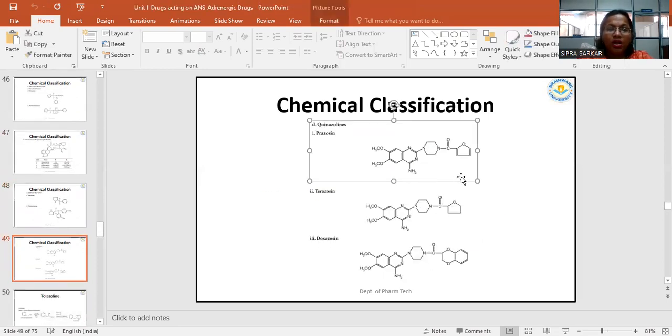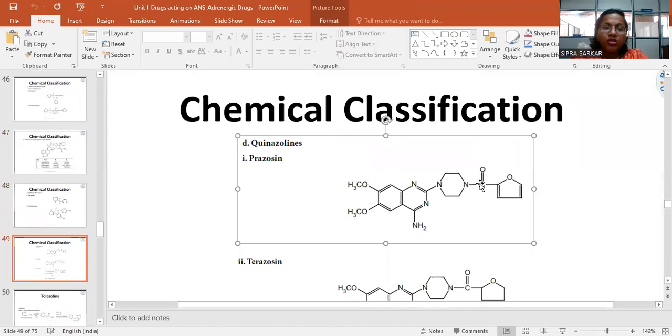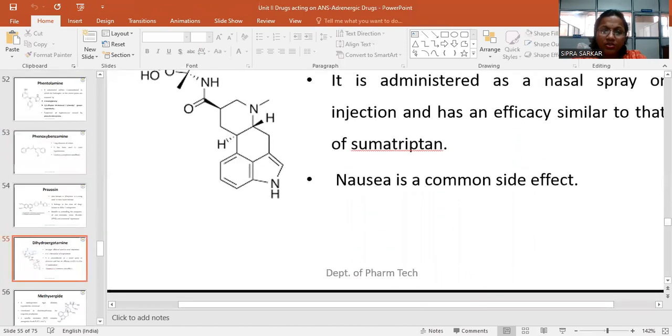Next, coming to the drugs that are the quinazolines. Just one second. Quinazolines, where a two nitrogen containing 6-membered ring is present. That is known as a quinazoline. See the structure. Terazosin. That is also a quinazoline ring, whereas some of the substituents are differing in their structure.